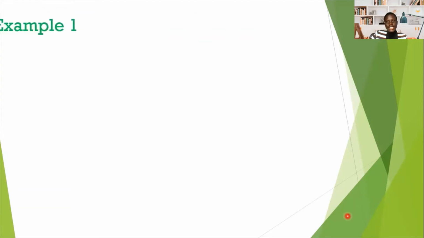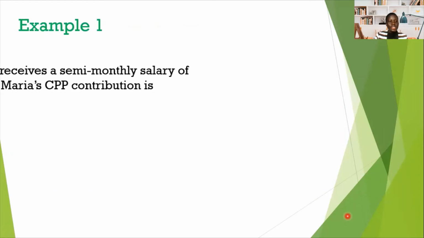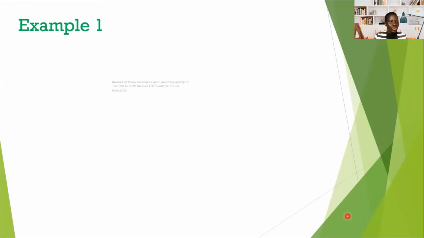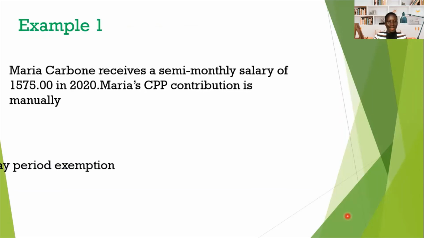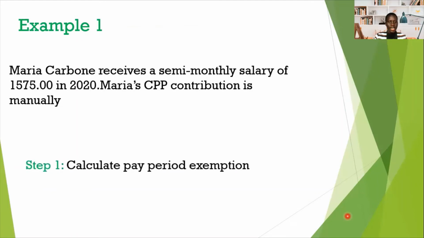So now let's look at the example. I've been explaining and trying to make it simpler. Let's look at this person. Maria Carbon is the company, right? Maria is a worker in the company, and she receives a semi-monthly salary of 1,575 in 2020.